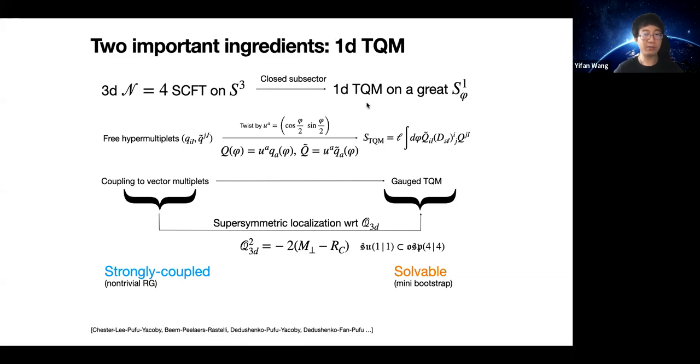And once again, this 3D-1D correspondence is very useful and very beautiful in the sense that it gives a way to extract strongly coupled observables in some 3D N=4 theory that may involve, for example, monopoles and vortex loop operators. And it reduces such a problem to some solvable problem in the 1D operator algebra, which takes the form of some mini bootstrap problem along a line.